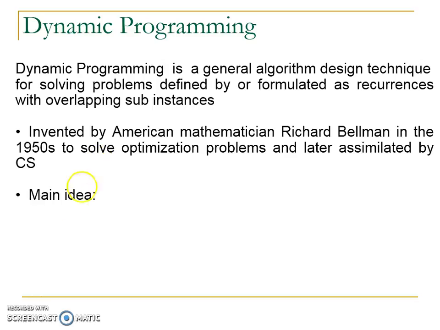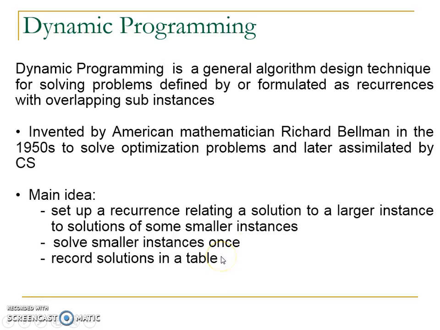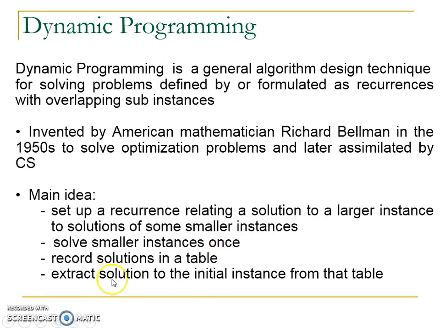So the main idea behind dynamic programming is first we have to set up a recurrence relation. We have to set up a recurrence relation to a solution which consists of solutions of smaller instances. Solve the smaller instances, save the solutions of the smaller instances, and then you can use these solutions to extract the solution of the initial instance.